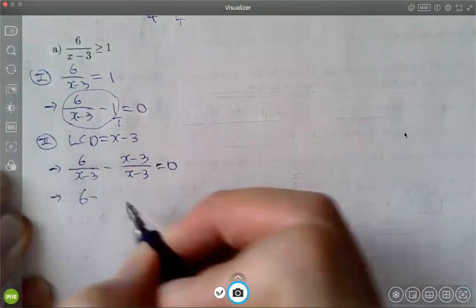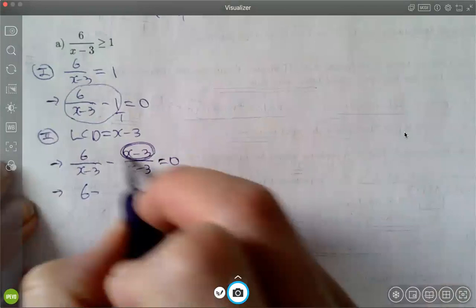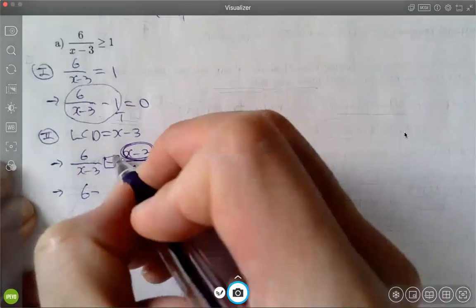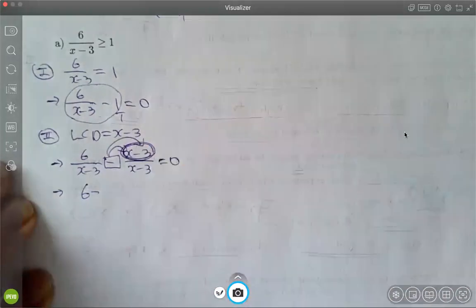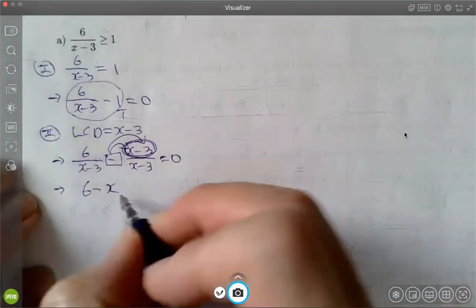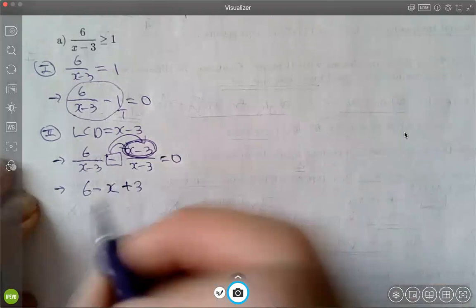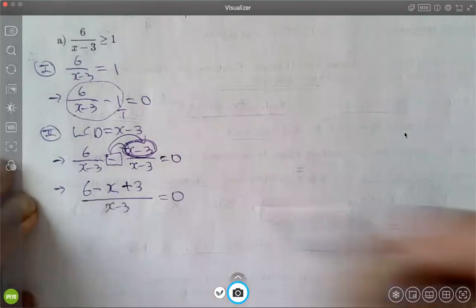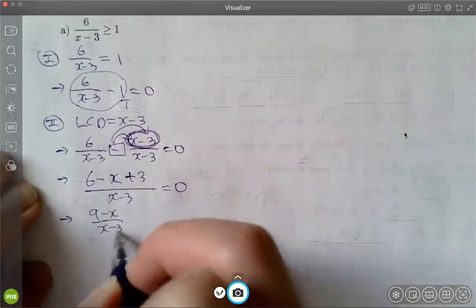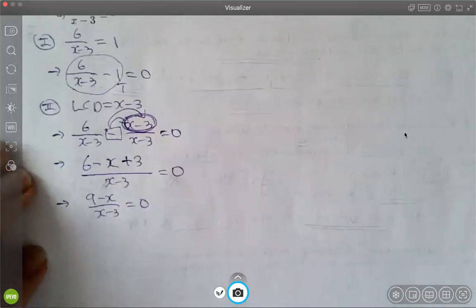6 minus, and then be a little bit careful. You are subtracting this x minus 3 from 6, so you have to distribute the negative sign. So you are doing 6 minus x, and then plus 3. It's not minus 3. Be careful. And then all over x minus 3. And so we can simplify a little bit at the top. 9 minus x over x minus 3 is equal to 0.